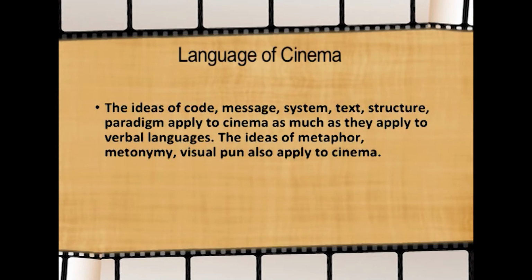All right. So what are the things in cinema which are similar to language? Those are the ideas of code, message, system, text, structure, and paradigm. These are linguistic elements that apply very well to cinema. And also the connotative elements of metaphor, metonymy, synecdoche, and visual puns apply to cinema. So there are definitely certain very strong linguistic elements that you can apply to cinema, but it's not a well-developed language system like Bengali or Hindi or English. So you can say that cinema is a proto-language. That's the term you can use for cinema, a proto-language.